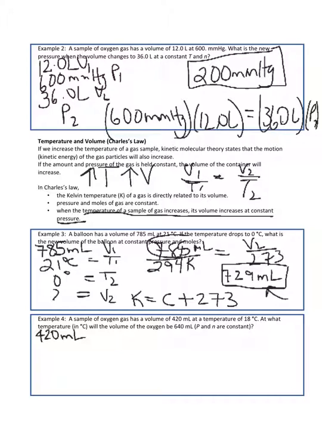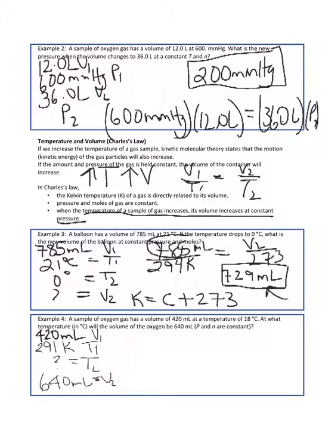See if this helps. Okay, 420 milliliters is a volume. That's V1. Temperature, 18 degrees C, but of course we're going to turn that into Kelvin, right? So 18 plus 273 is 291 degrees Kelvin. That is our T1. At what temperature in degrees C, so we don't know T2, will the volume of the oxygen be 640 milliliters? So we know V1, we know V2, we know T1, we're looking for T2.